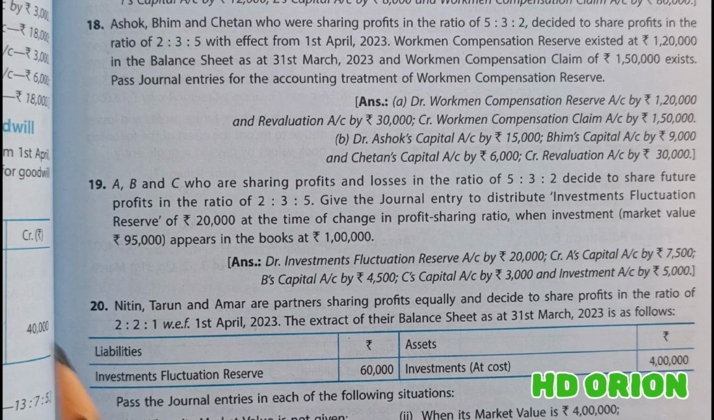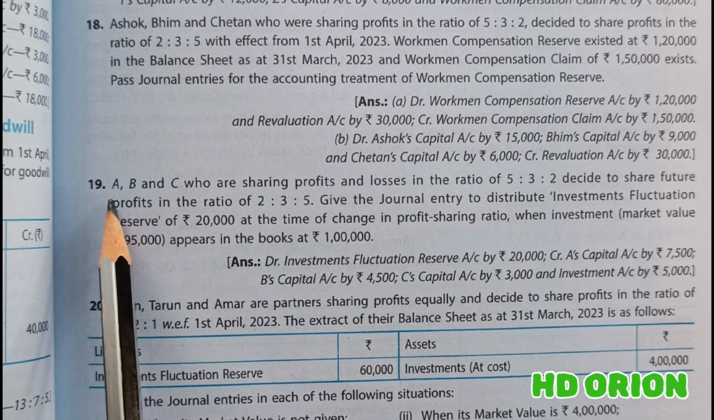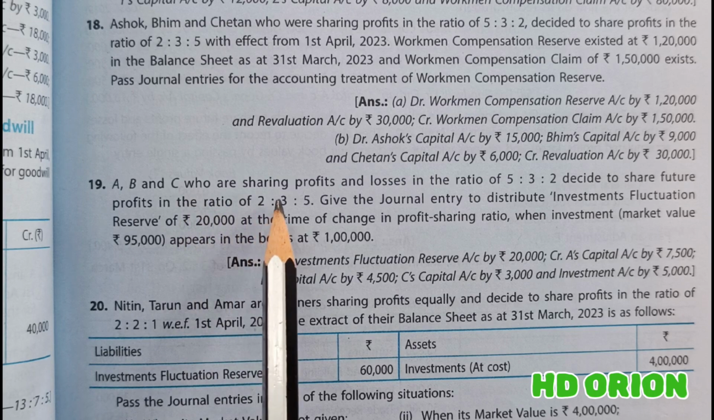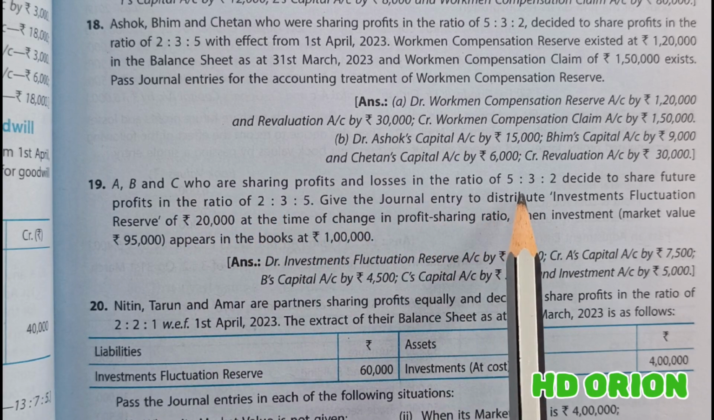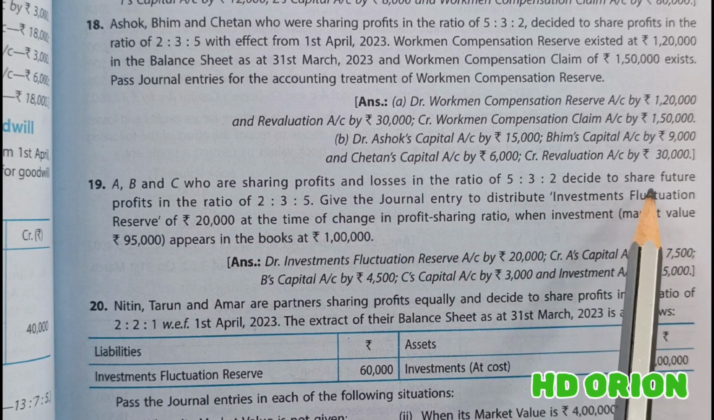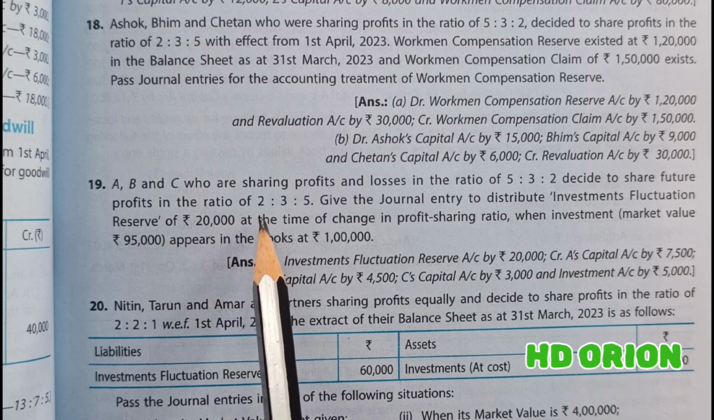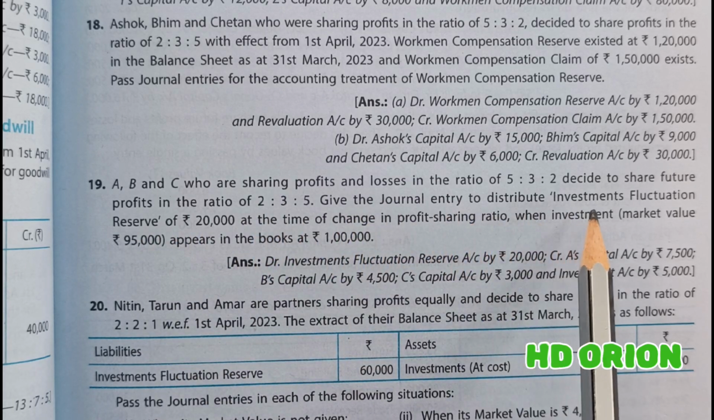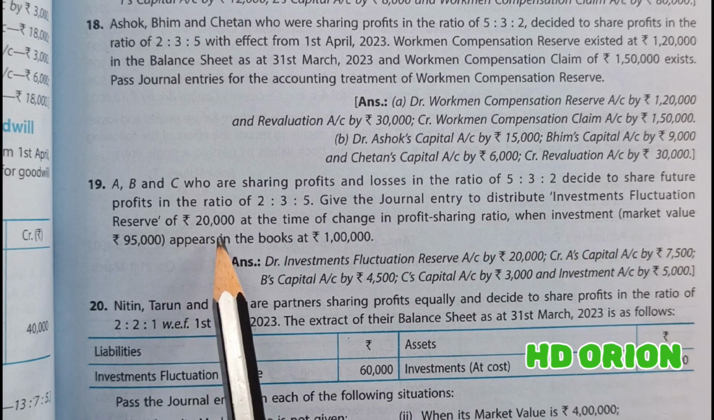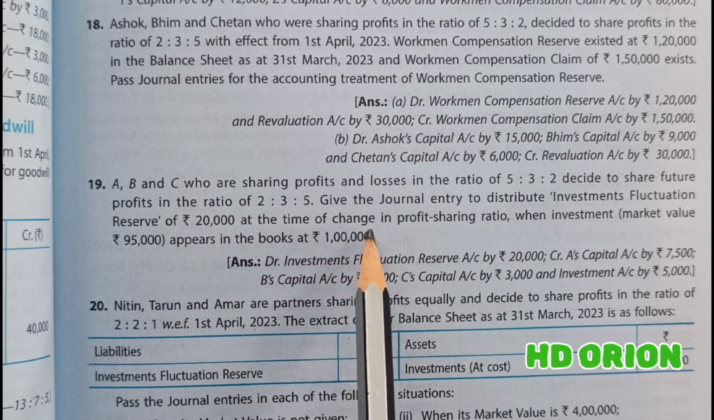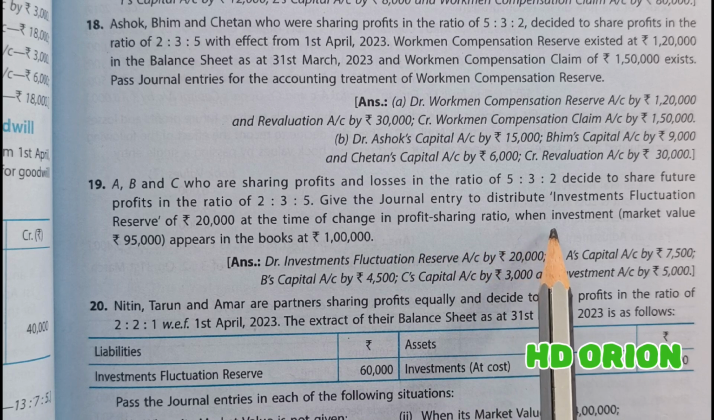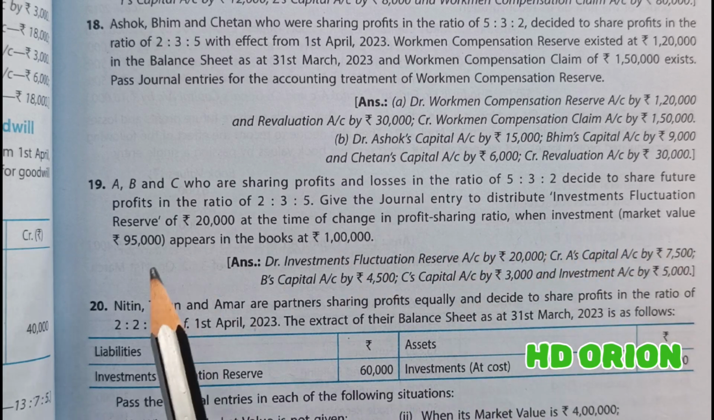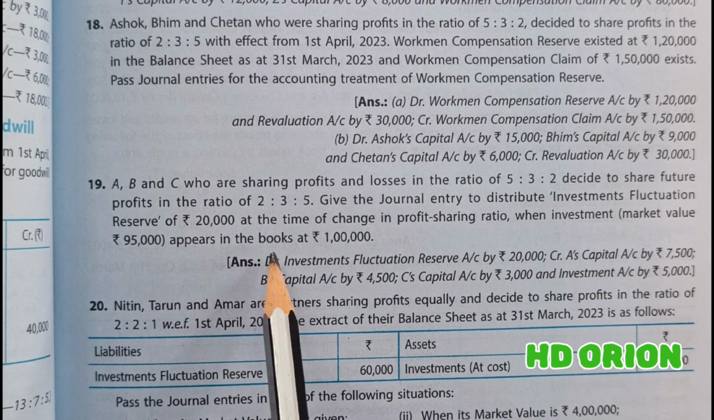Now question number 19. A, B and C, who are sharing profits and losses in the ratio of 5:3:2, decide to share future profits in the ratio of 2:3:5. Give the journal entry to distribute investment fluctuation reserve of rupees 20,000 at the time of change in profit sharing ratio, when investment with market value rupees 95,000 appears in the books at rupees 1 lakh.